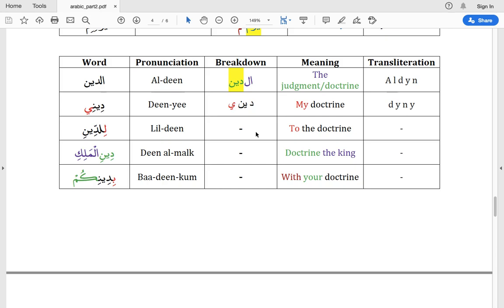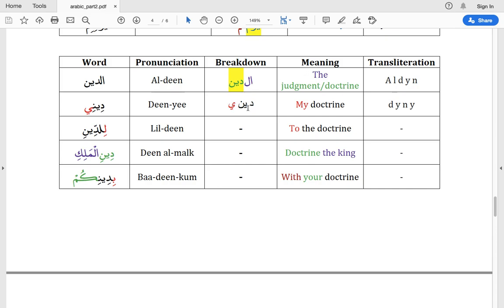Coming down, we have Ain, Alif Lam, Dal, Ya, Noon, Alif Lam, Deen, judgment slash doctrine slash religion. This is a root, and you can look up the meanings. You can look up the meaning of this root in that website, and that's why you're going to see various translations on this.